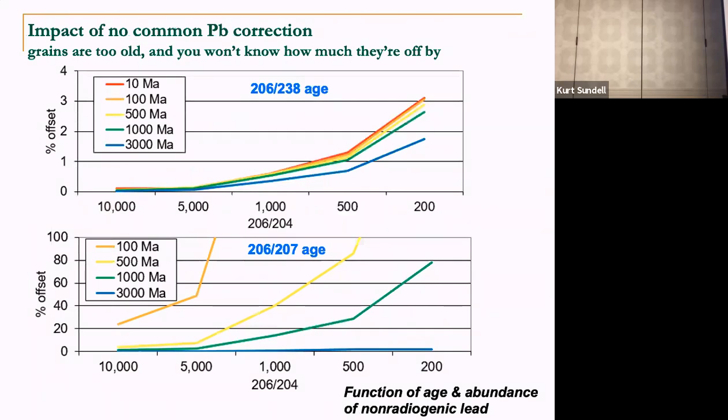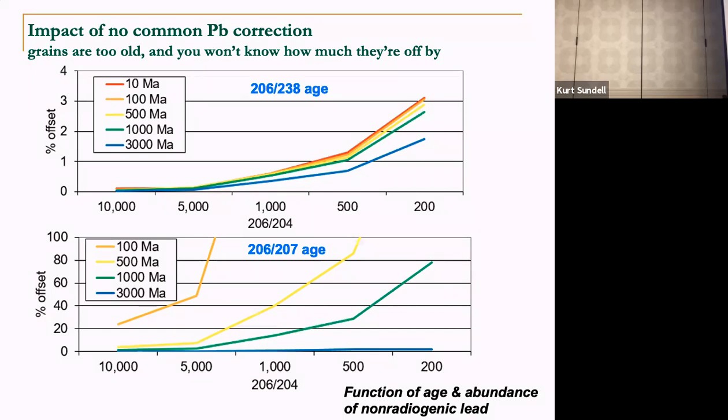Okay, so we know that if we don't do this, we're going to get ages that are incorrect. But the question to you guys is, well, how much are they incorrect? Do you really care? Yeah, we care a lot, it turns out. So here's a way to visualize this. On the x-axis, we're essentially looking at the ratio of radiogenic to common lead, and then the percent of age offset on the y-axis.